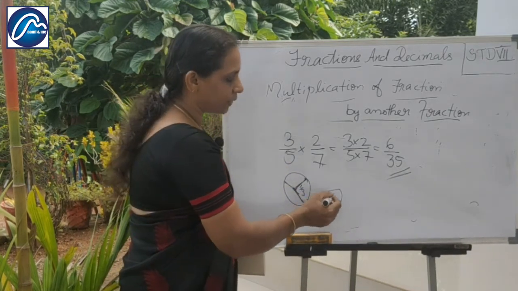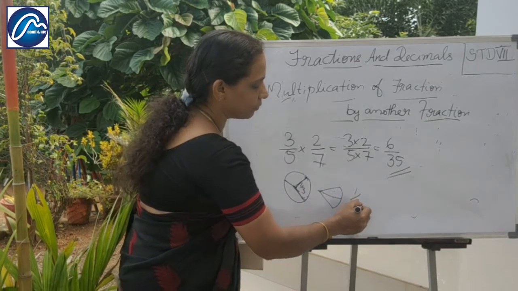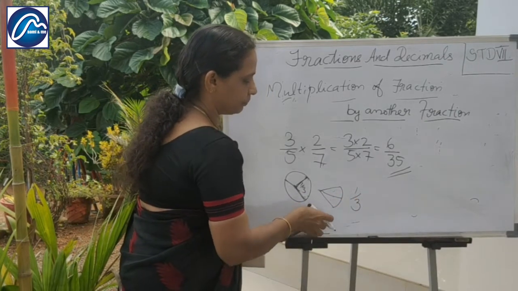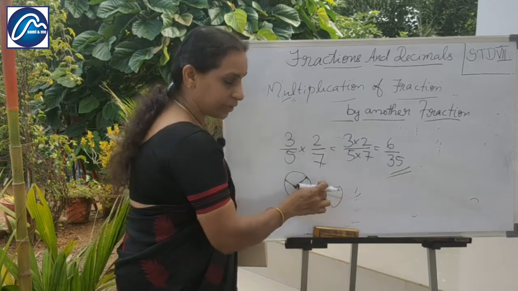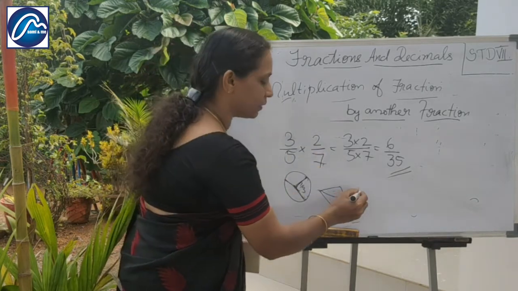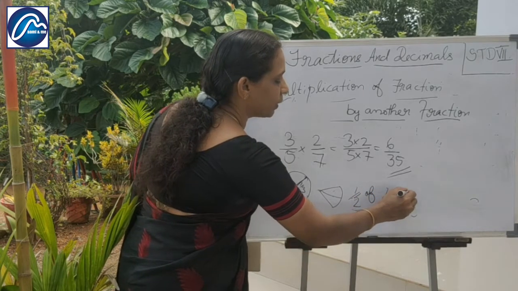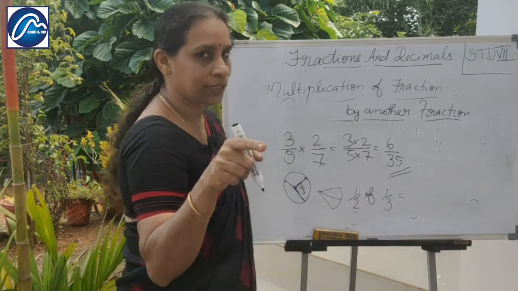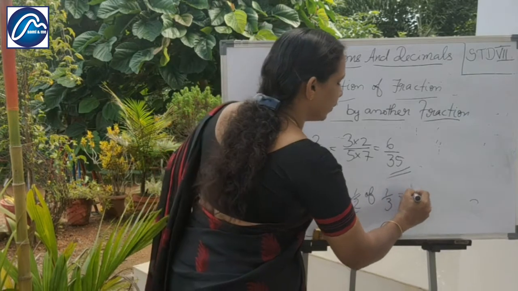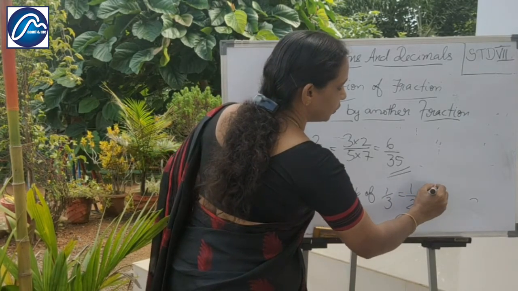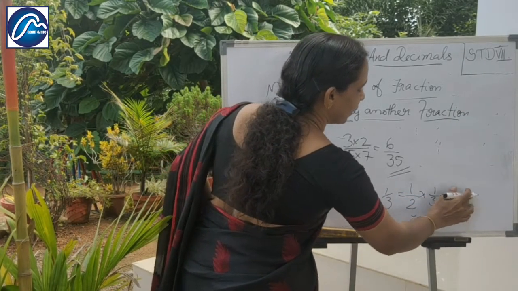So, 1 by 3, 1 by 2. That means this is already 1 by 3, and half of it is 1 by 2 of 1 by 3. When we say of, we have to multiply, as I said earlier. So what will you do? 1 by 2 into 1 by 3. Okay, what will be the answer?